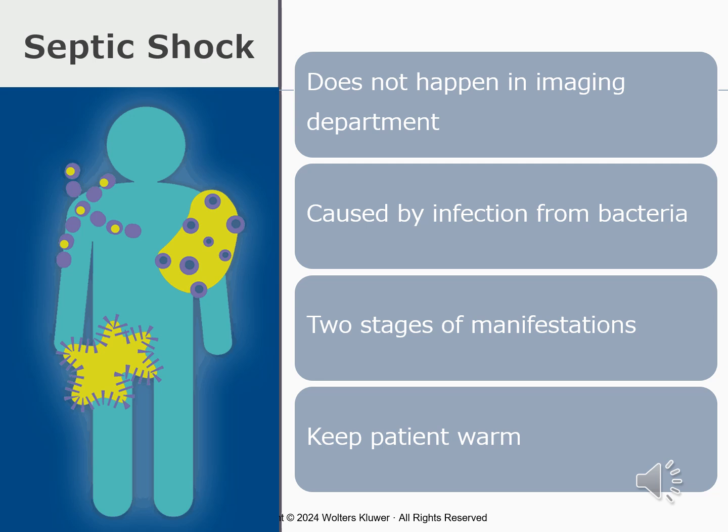Again, it is a type of distributive shock, so the blood isn't getting to where it needs to be. This time it is because the body's immune system is fighting the infection, causing the capillaries to become dilated. The manifestations are divided into two stages. The first causes the heart rate and respiration to increase, and the patient may have nausea and vomiting. And the second stage presents with a drop in blood pressure and a rapid heart rate and increased respiration.